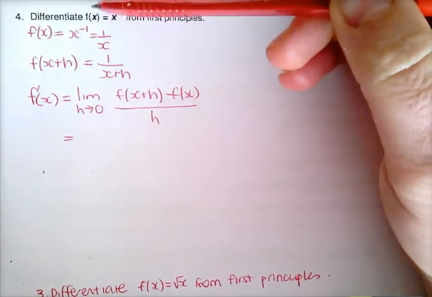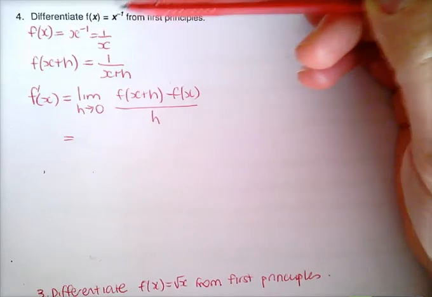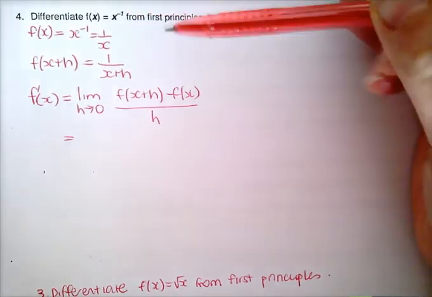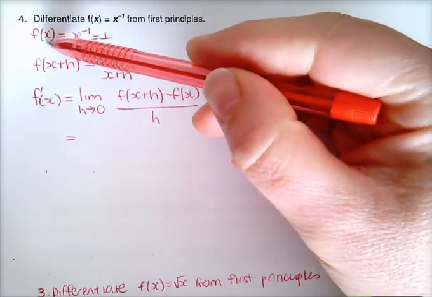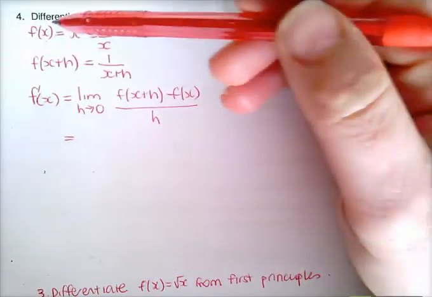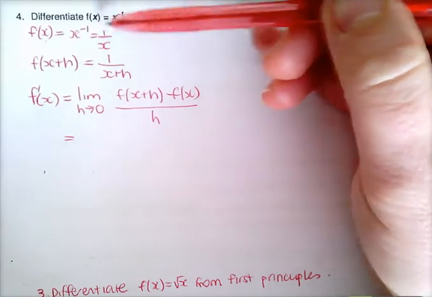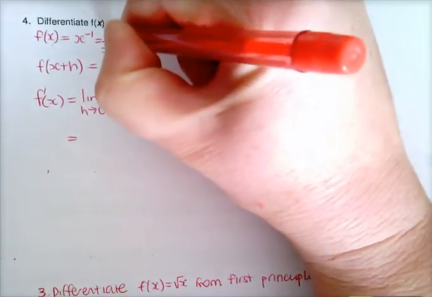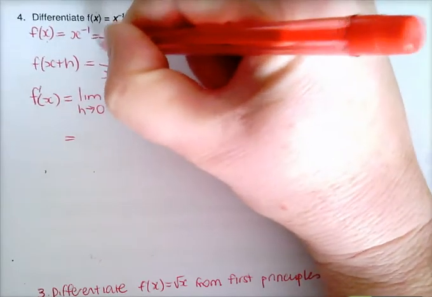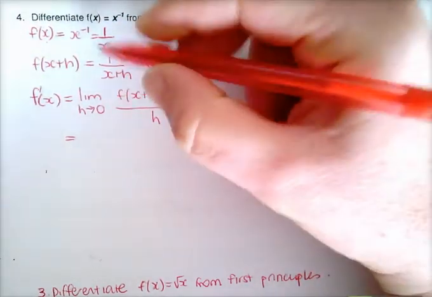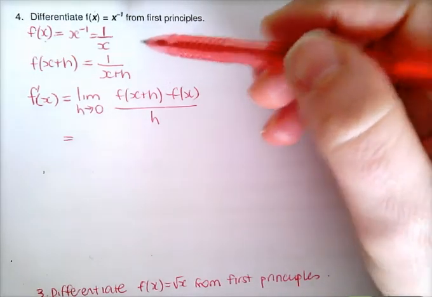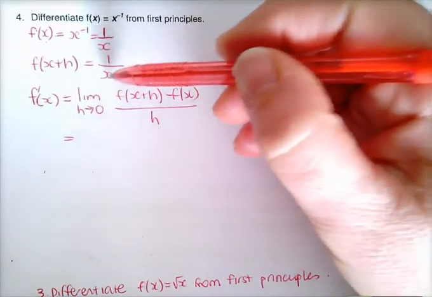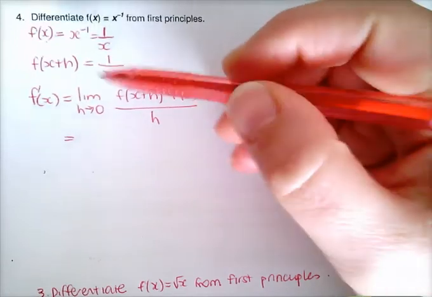So we're differentiating the function f(x) = x to the power of minus 1 from first principles. So let's just write down what f(x) is and f(x + h) is. So f(x) is x to the power of negative 1, which, writing that in a simplified format, is 1 over x. Okay? f(x + h) is replacing the x here with x + h. So it's 1 over x + h.